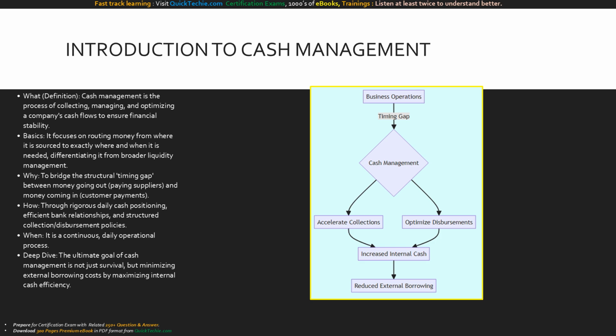Both of these paths converge into increased internal cash. Ultimately, by relying on our own internal funds, we reach the final goal at the bottom: reduced external borrowing. This visual proves that effective cash management directly saves the company money.